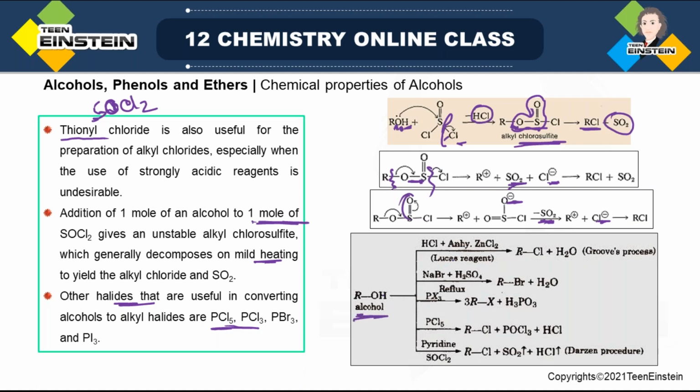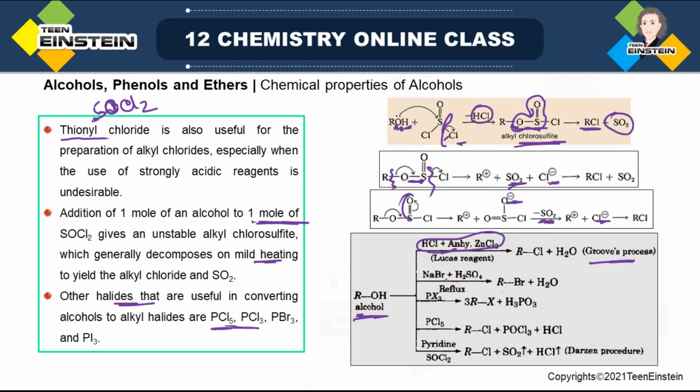First reagent we are using is HCl in presence of anhydrous ZnCl2, which is Lucas reagent. This test is also used to determine whether the alcohol is 1 degree, 2 degree or 3 degree, and it is also known as Groove's process. This reagent combination is known as Lucas reagent. Anhydrous ZnCl2 is acting as a catalyst, but you need the catalyst only when the alcohol is 2 degree or 1 degree, because if it is 3 degree, HCl is enough.